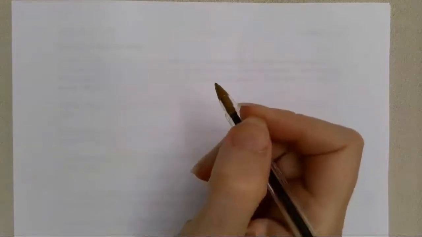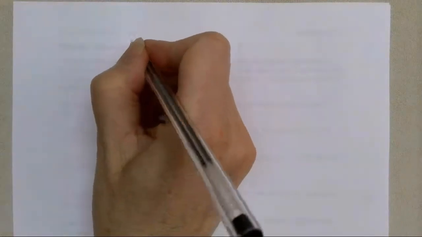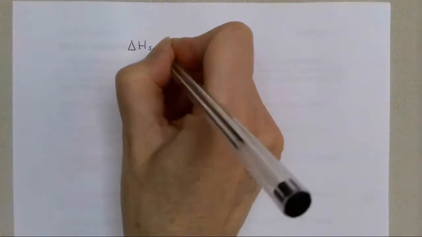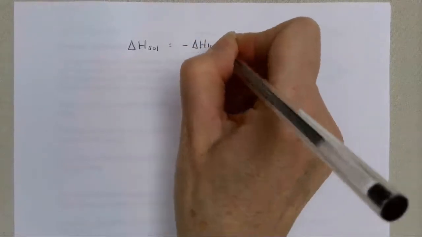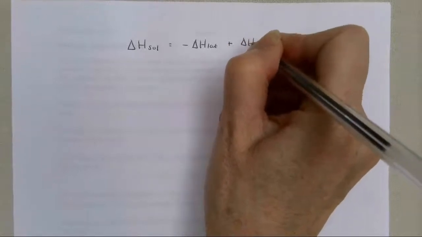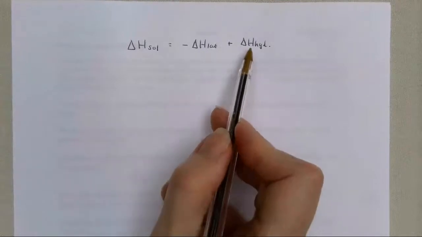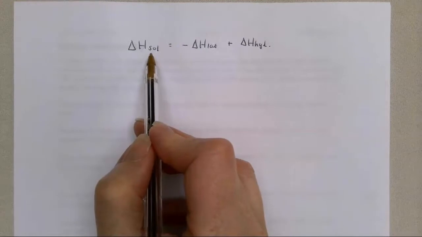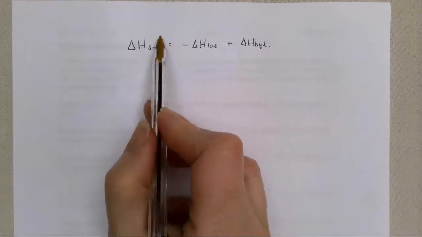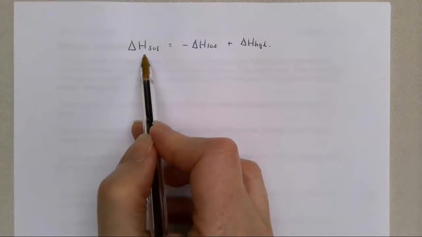Okay, so at the end of the last video, we were looking at enthalpy of solution, and we said that delta H solution was equal to minus delta H lattice plus delta H hydration. In other words, we need to break up the lattice and then we can hydrate the ions, and that gives us the enthalpy of solution. We also said that if this enthalpy of solution was negative, in other words, if it was an exothermic reaction, it was more likely to be soluble.